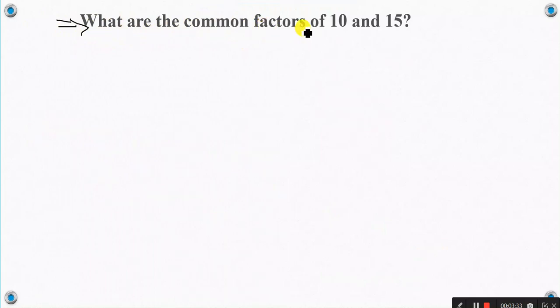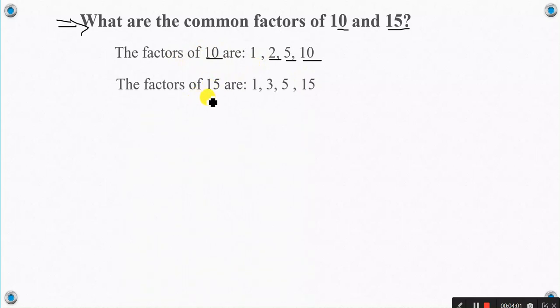What are the common factors of 10 and 15? Let us see. The factors of 10 are 1, 2, 5, 10. So 1 divides 10 without remainder. 2 is also a factor of 10. 5 is also a factor of 10. So these are the factors of 10. And the factors of 15 are 1, 3, 5, 15.